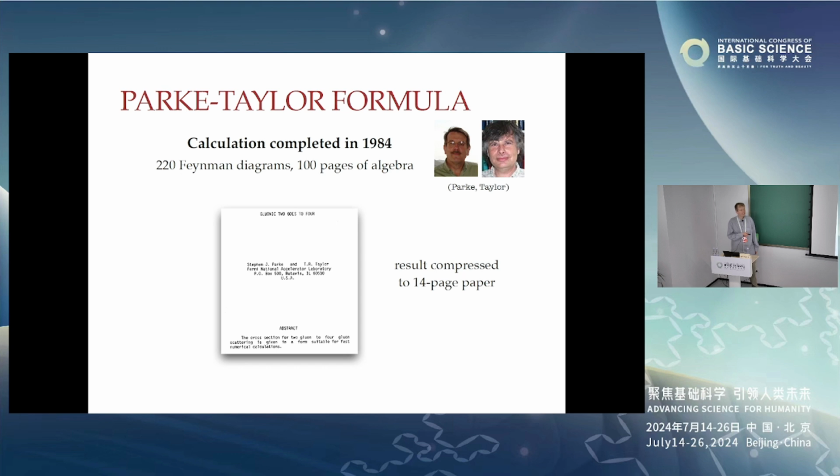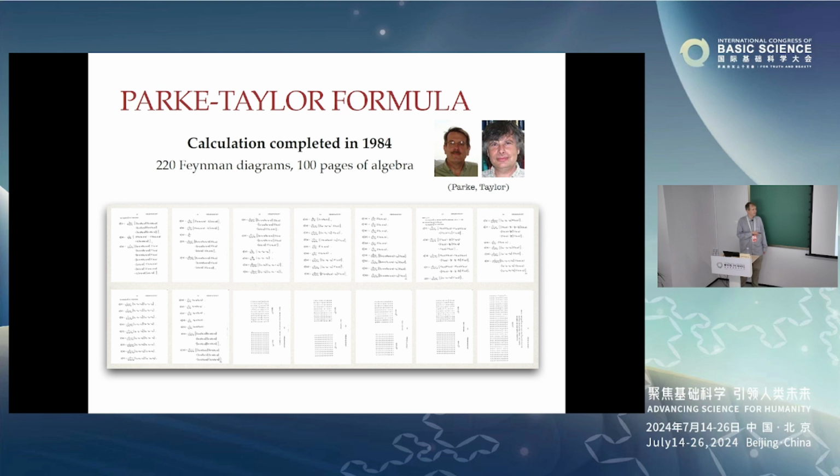The paper they wrote is called just "Gluonic 2 goes to 4", and in the abstract they write that the cross-section, the square of the amplitude, for 2 gluon to 4 gluon scattering is given in a form suitable for fast numerical calculations. So their motivation is not really to put this result out, except for experimentalists to use it for QCD background calculations. Now, this is the paper.